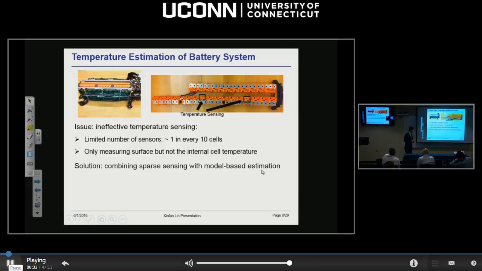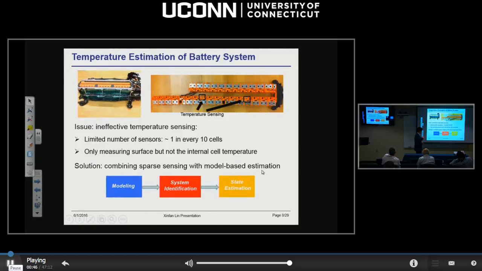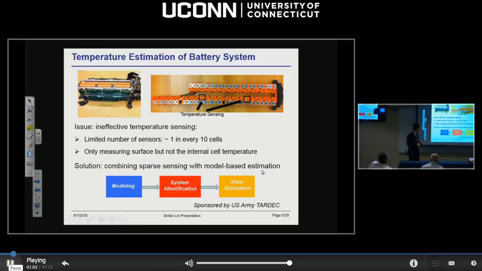And as for the solutions, I have been working on combining sparse temperature sensing with the model-based estimation technique to enhance the temperature monitoring of the battery systems. And specific topics include modeling, system identification, and also model-based estimation of the temperature state. And this work is sponsored by the U.S. Army Tardec Research Center to enhance the thermal management of hybrid military electric vehicles under all climate conditions, because this is pretty critical for them.